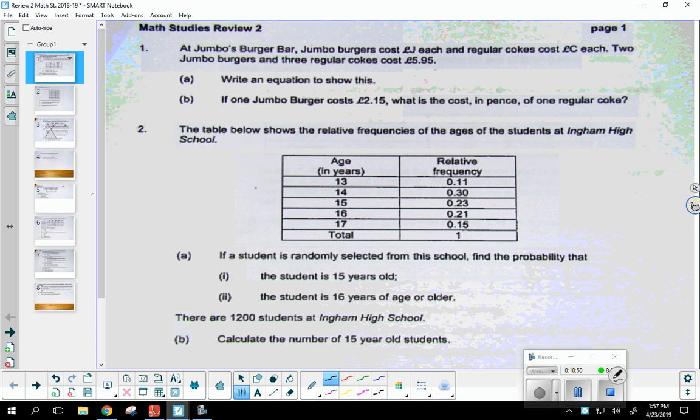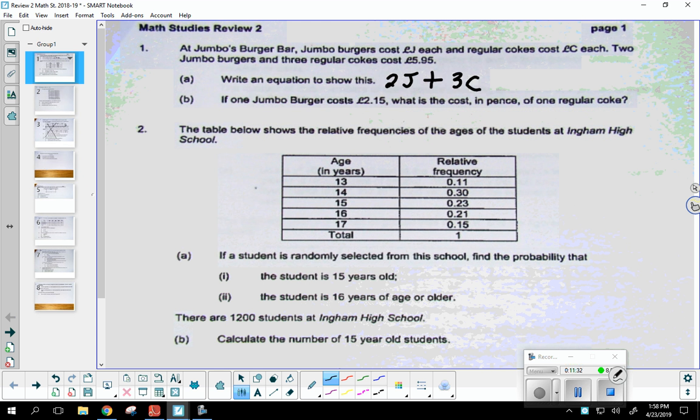Number 1. At Jumbo's Burger Bar, Jumbo burgers cost J pounds each, and regular Cokes cost C pounds each. 2 Jumbo burgers and 3 regular Cokes cost 5.95 pounds. Write an equation to show this. What should my equation be? So the burgers cost J pounds, and how many did we buy? 2. So I would say 2J plus 3C.